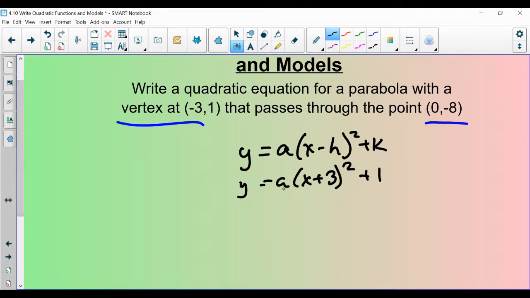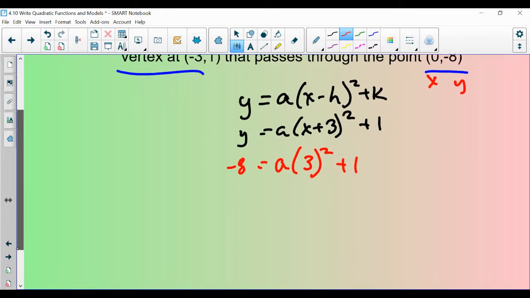Remember, we don't know what a is, and that's what we need to figure out. So what we're going to do is plug this in for x and this in for y to solve for a. When you plug in 0 for x, that would be just 3 on the inside, because 0 plus 3 is 3. 3 squared plus 1, and the y value is going to be -8.